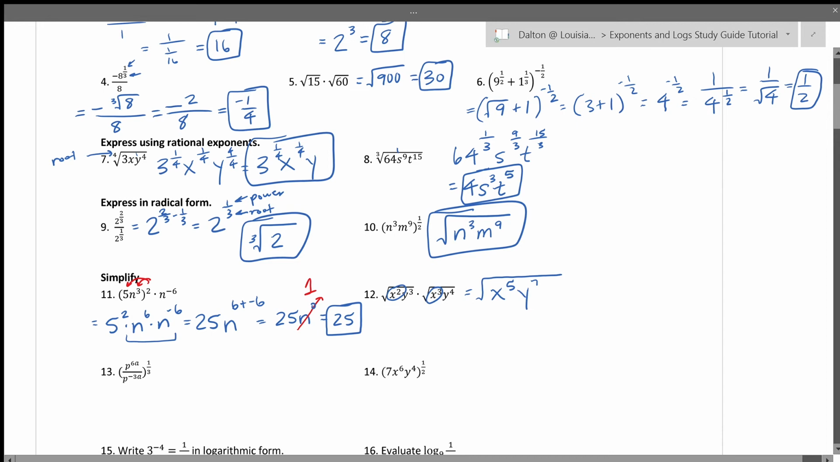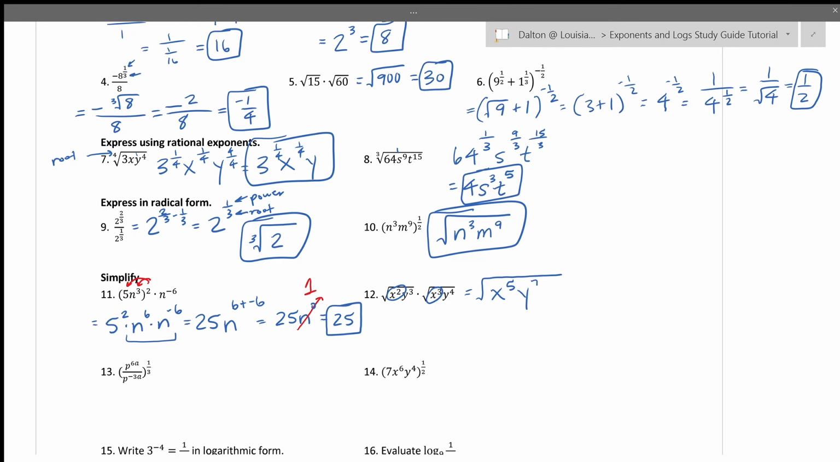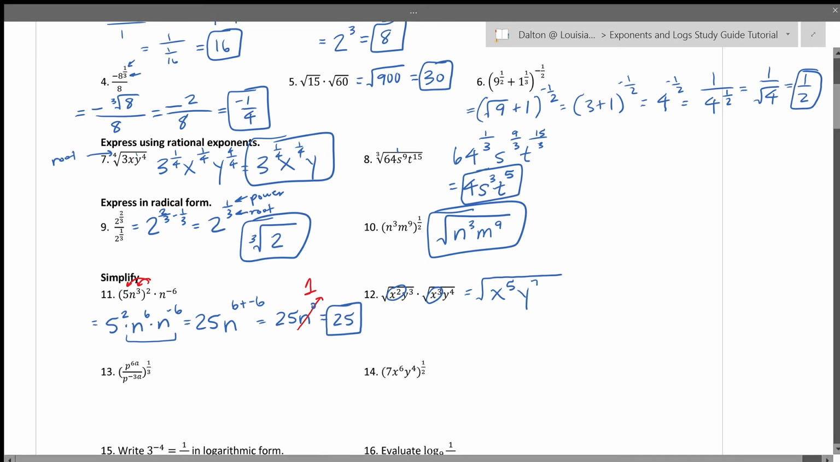Now, you actually need to simplify. Anytime you have a square root or a cube root, you need to make sure you take out as many square factors as you possibly can. Now, in order for a number that has an exponent to be considered square, the exponent must be even. And the reason for that is simple, guys.